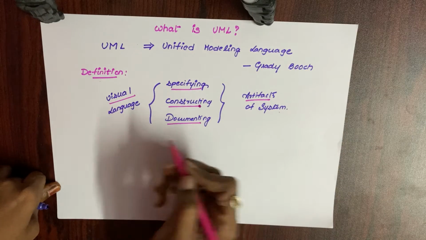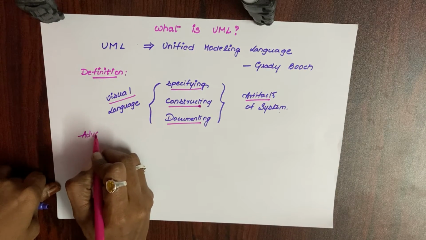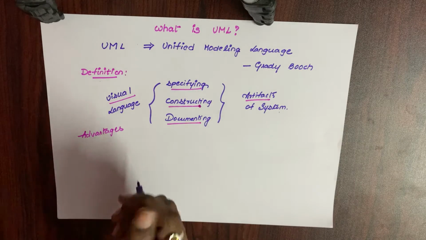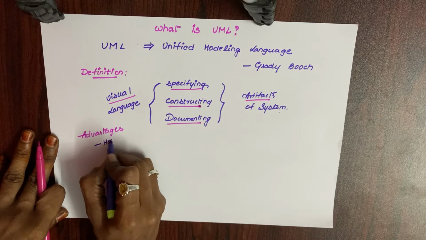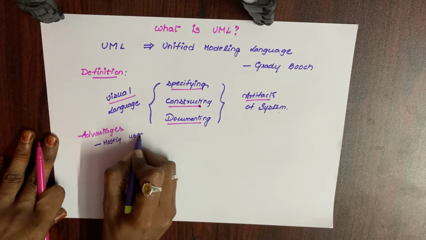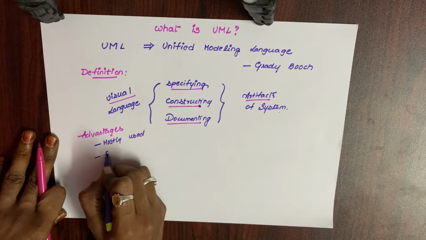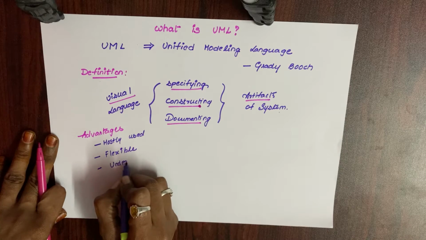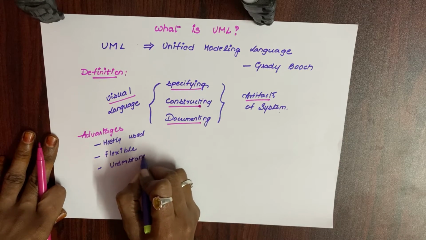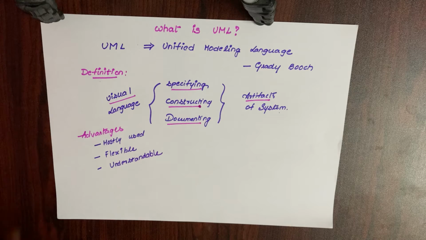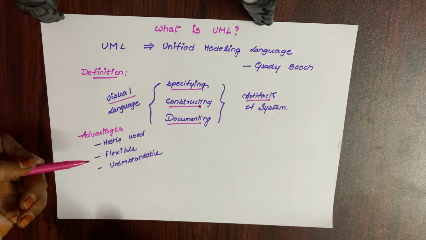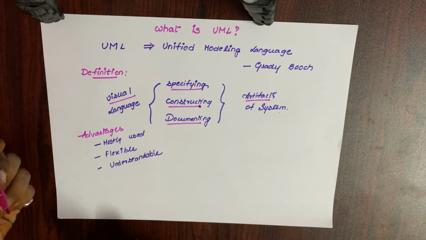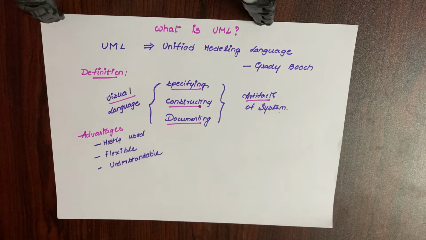Okay, let's check the advantages of this UML. It's mostly used by everyone. It is very flexible and it is easily understandable. It is mostly used, flexible and easily understandable. By using this UML, we can easily develop a software.